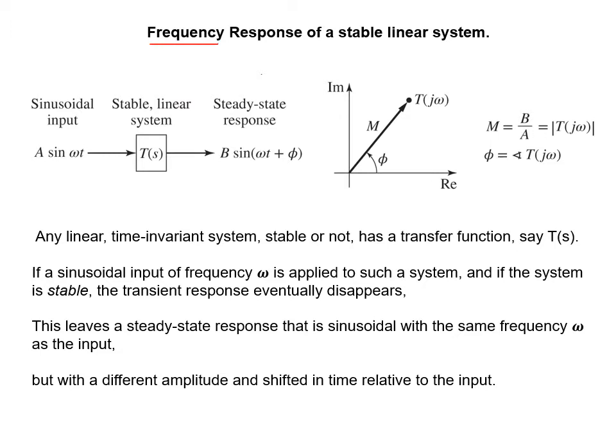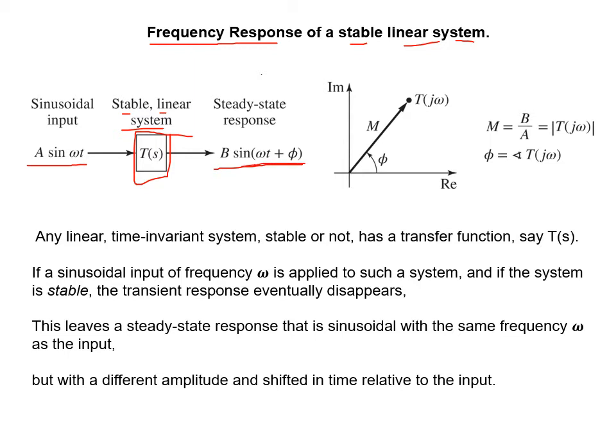This shows the frequency response of a stable linear system. Some keywords within that right there. We can see here's our general form of our input, A sine of omega t. Here's our steady state response over here, our output, B times the sine of omega t plus phi. And here is our stable linear system right there, our T of s. We have our input and our output.